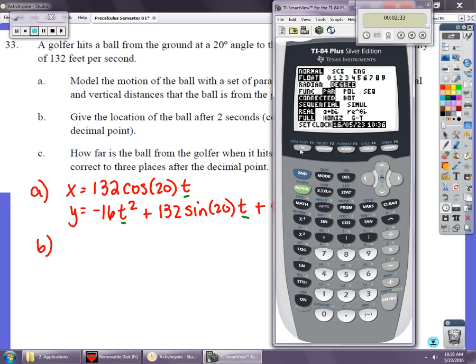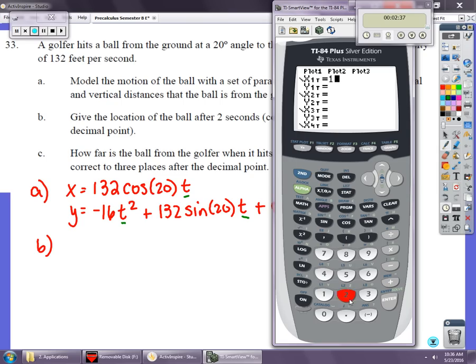Okay, and now when I hit y equals, there's my x equals and my y equals. So 132 cosine 20, close that 20, and then x. And then negative 16 x squared plus 132 sine, make sure you're using sine this time, x, and then plus 0 if you want to. I mean, you don't have to put it in there. It's certainly fine if you do.